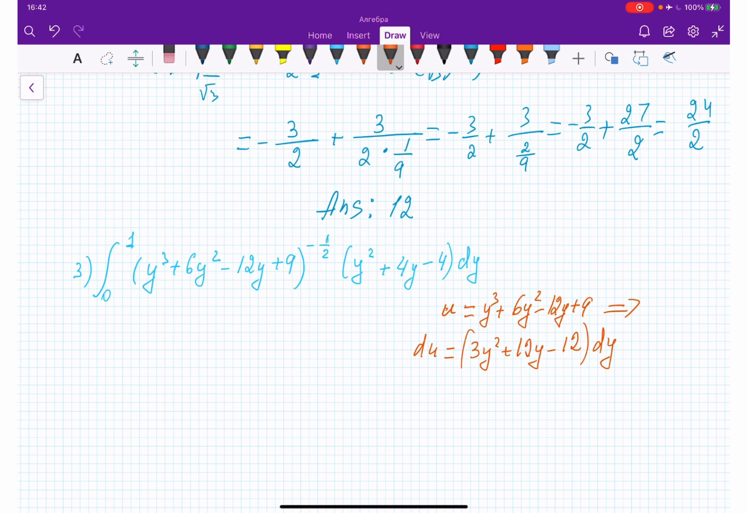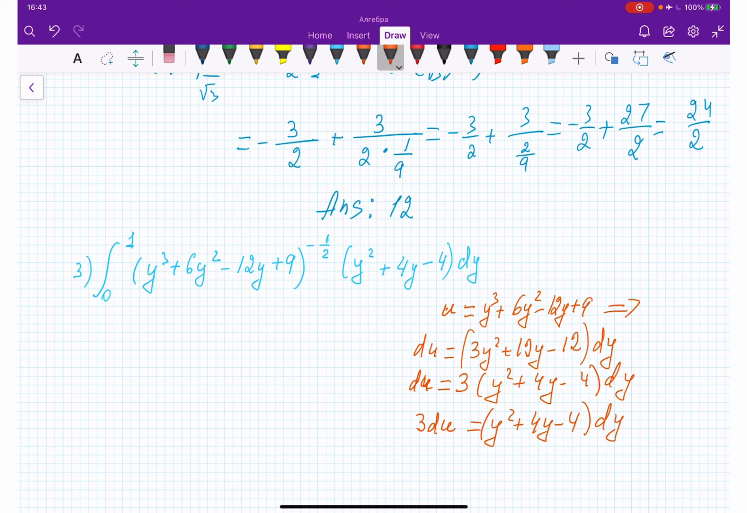All right, and from here, what do we have? Look, interesting here. Let me explain to you. Since we have g prime, this is our g prime, remember? We have y squared plus 4y minus 4. Here we have 3 times more, so I'm taking this 3 out. Three times y squared plus 4y minus 4, see? And I got g prime of y. Therefore, from here I will have 3 du is equal to y squared plus 4y minus 4 dy.